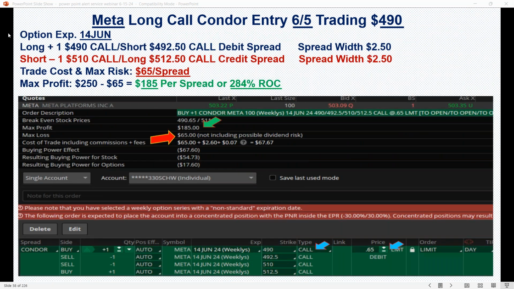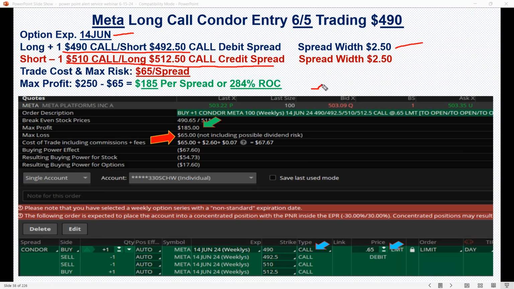So here was the trade setup that was done when it was set out. This was for expiration on Friday, 14 June. It was a call condor, 490, 492.5. Again, some of the members just did their own thing. They don't like spreads, so they just jump in, maybe buy calls, maybe buy a call spread, but not do the condor. So a 2.50 spread width, and then we set the upside target to keep our risk down and to give us positive theta, adding the 510, 512.5 call credit spread.